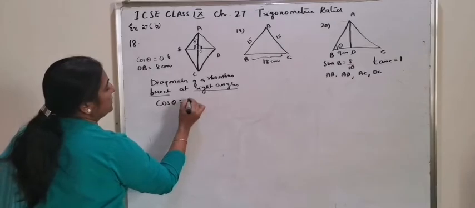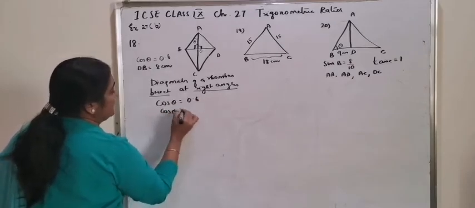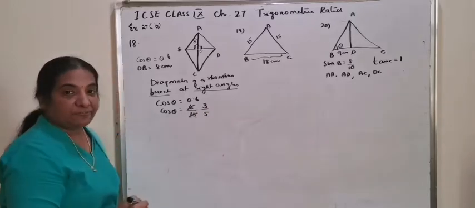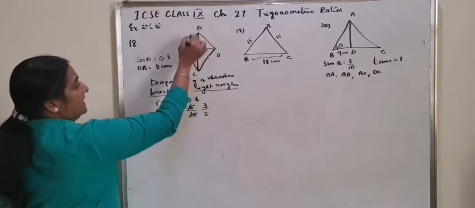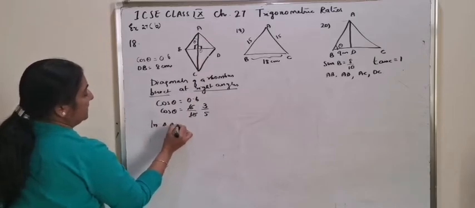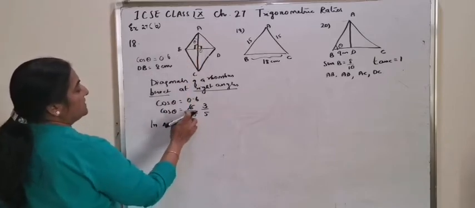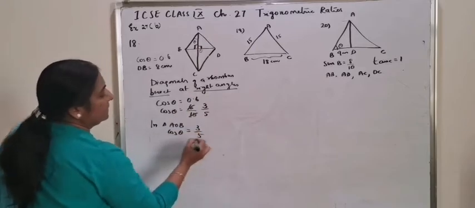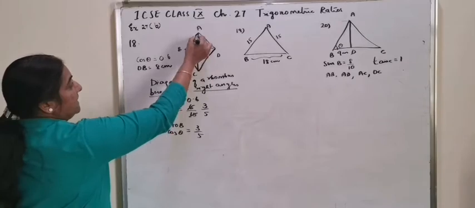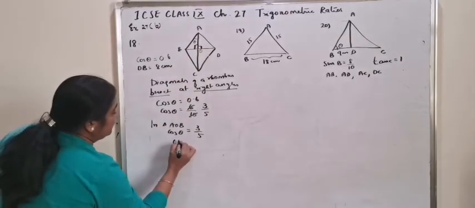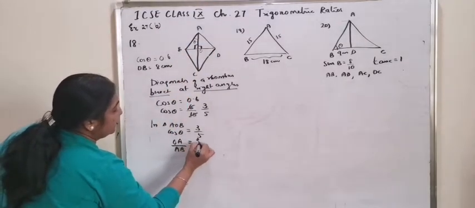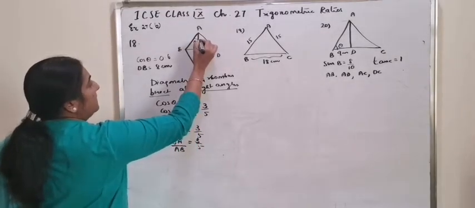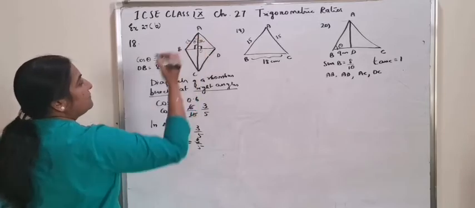to 0.6, means cos theta is equal to 6 by 10. Let's reduce it as 3 by 5. So by the rule, if in triangle AOB, cos theta is equal to 3 by 5, that means OA by AB is equal to 3 by 5. Let's take the side OA as 3K and the side AB as 5K.